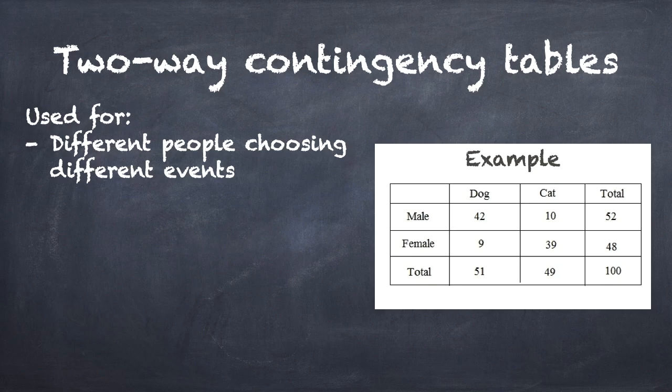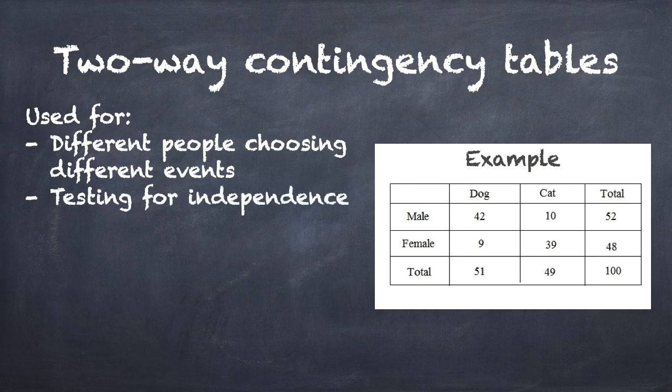What do we use two-way contingency tables for? Well, testing for independence. We want to know, is the event independent? Or, for instance, male and females, or whether they choose dogs or cats, are they independent or not?